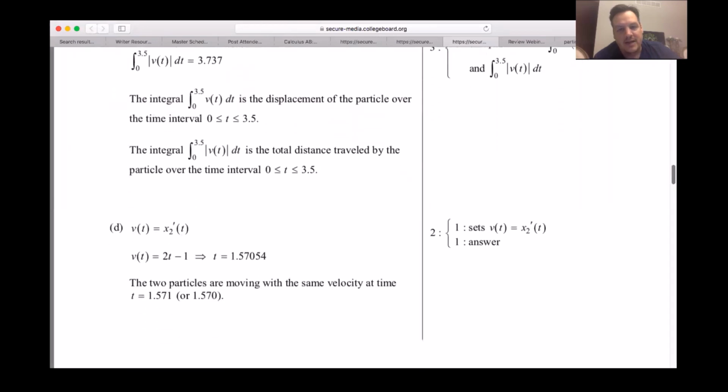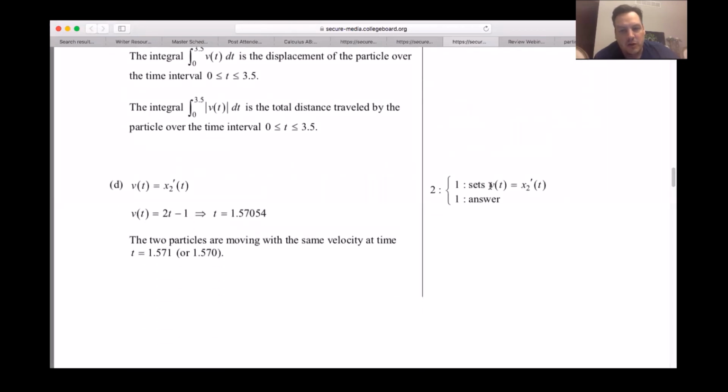And then in part D, notice the first point is just for saying that the velocity of the first particle, v of t, is equal to the velocity of the second particle. And you could have written that like they did here, or you could have called it 2t minus 1 like we did, but just knowing that they're equal to each other is the first point. And then knowing how to type them into your calculator, putting one of them in Y1 and one of them in Y2, is going to be the second point.